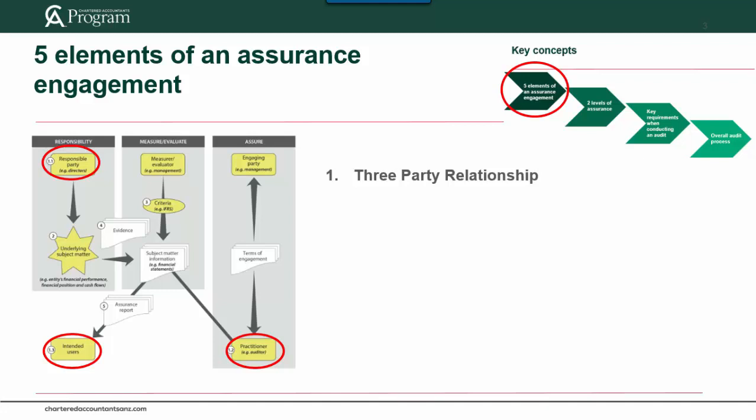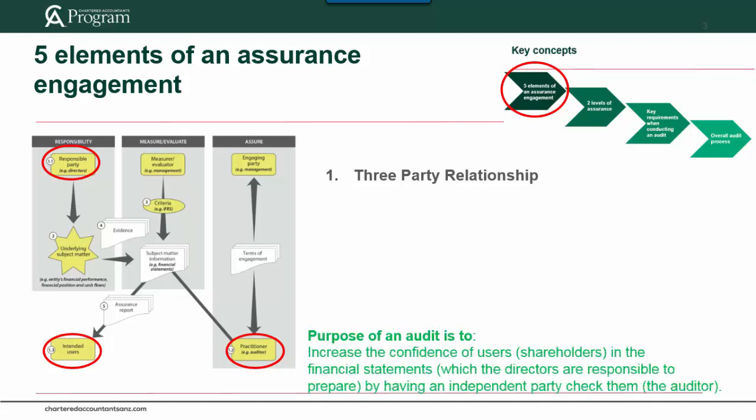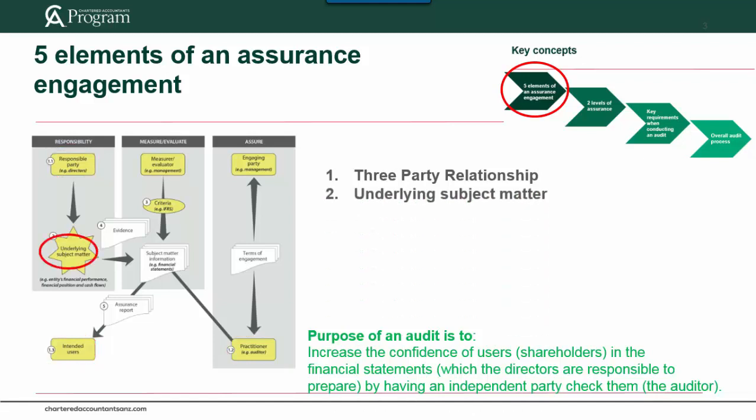This 3-party relationship underpins the purpose of an audit, which simply put is to increase the confidence of users in the financial statements by having an independent party check them. The second element of an assurance engagement is the underlying subject matter. In our example, this would be the listed entity's financial statements. The third element is suitable criteria. So if the financial statements are the subject matter being audited, then the suitable criteria would be the International Financial Reporting Standards, which the auditor would use to check the financial statements to and determine whether they are materially correct.